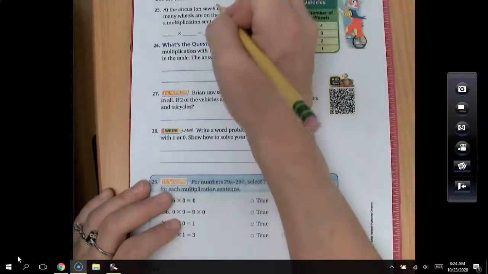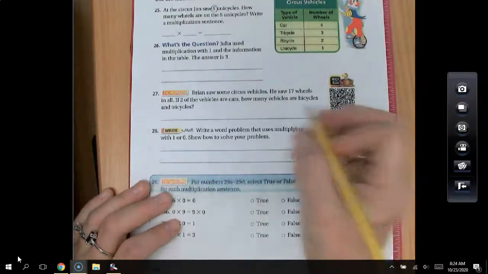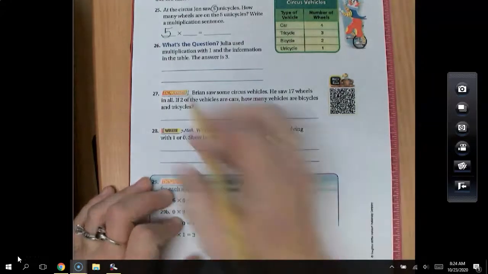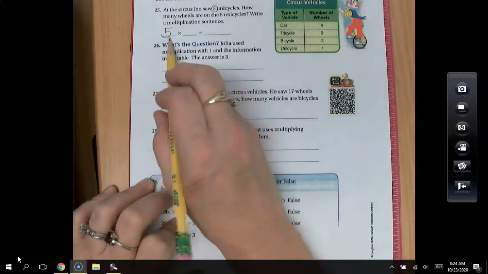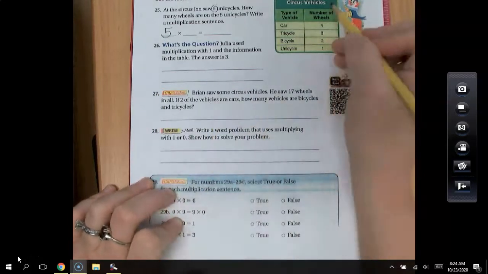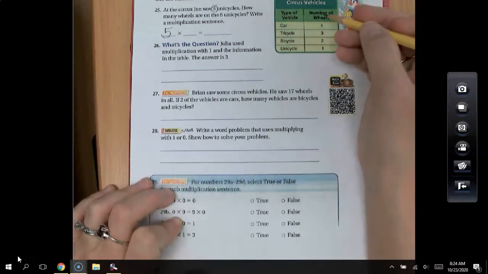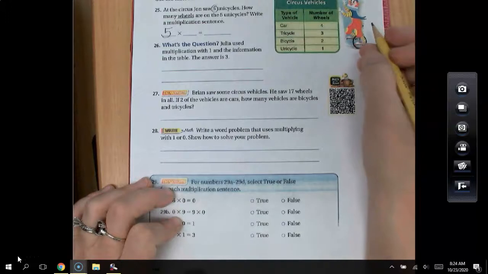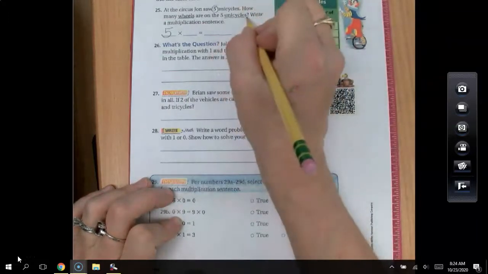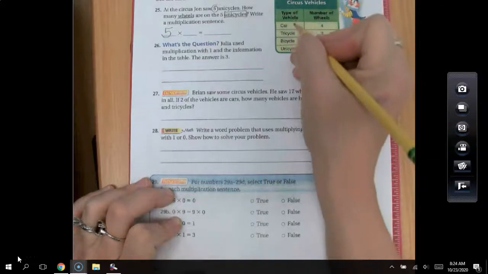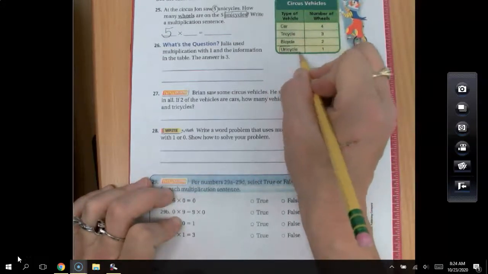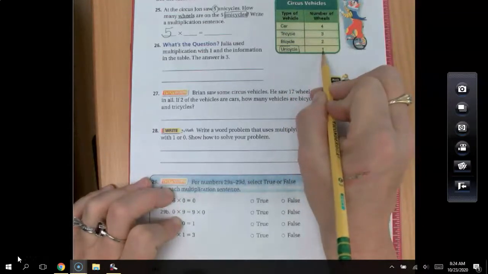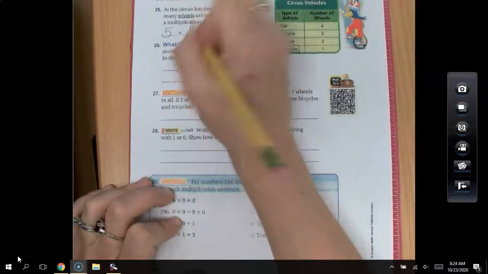Okay, so I know he saw 5 unicycles. So that is going to be my first factor. Okay? My first factor is 5. He saw 5 unicycles. I need to go over to my frequency table because it's asking me how many wheels are on the 5 unicycles. So match the word unicycles over to your frequency table. Here it's unicycles. How many wheels does the unicycle have? 1. So my other factor is 1.